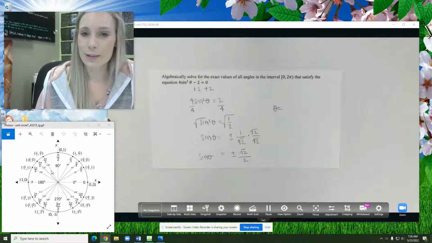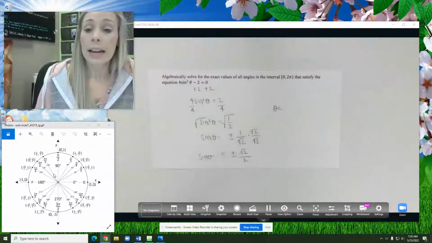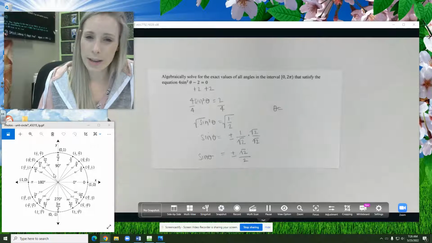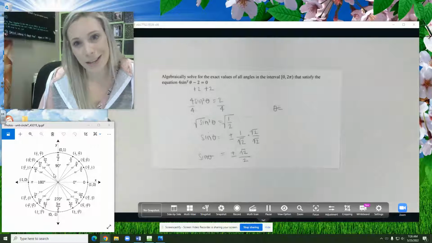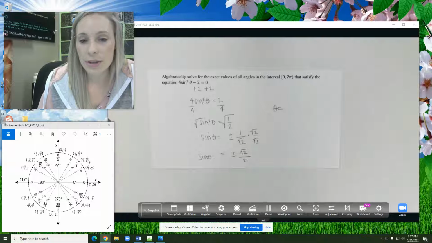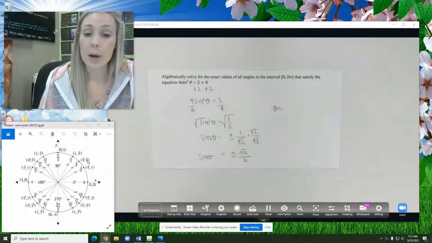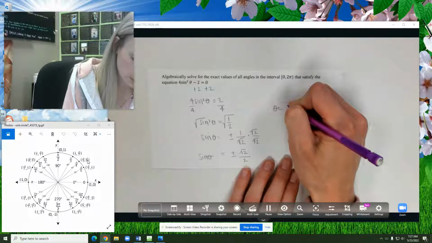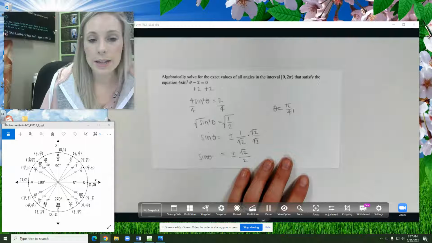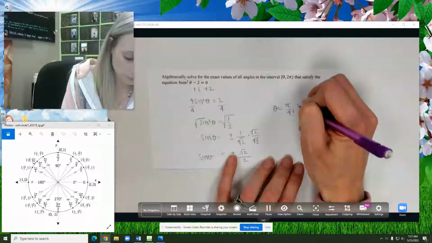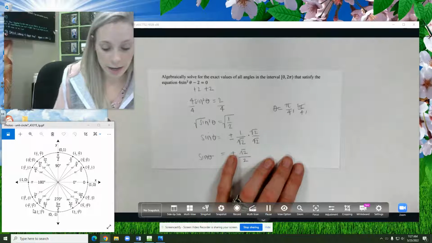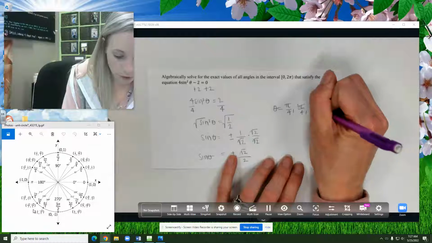So we've got our unit circle down here in the left-hand corner, and our sine values are always y. If you have a hard time with that, it's alphabetical. Cosine comes first, x comes first, sine comes second, y comes second. So we're looking at our y values. The first time I see root 2 over 2 is pi over 4. The next time I see root 2 over 2 in the y spot is 3 pi over 4. The next time I see it in the y spot is 5 pi over 4.